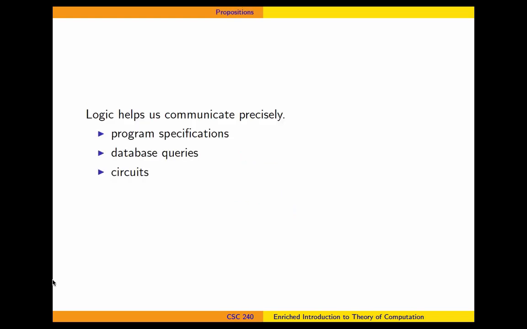Logic helps us communicate precisely. It helps us say what we mean and understand what others mean, including professors, textbook authors, and our colleagues at work. It is useful for writing clear program specifications, which is an essential part of software engineering. And it helps us understand the specifications that other people have written.